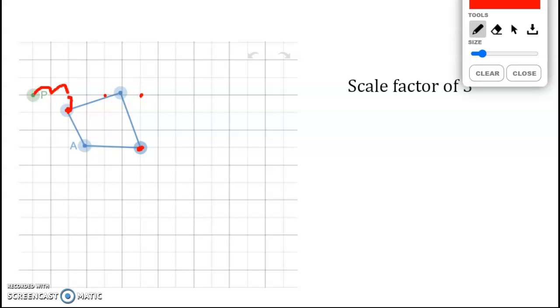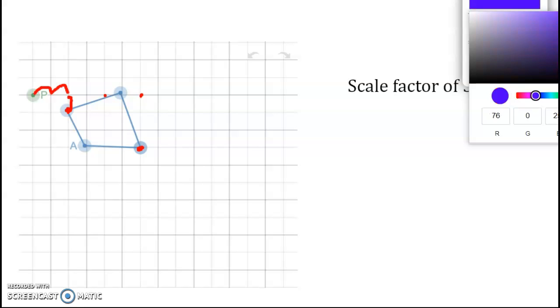Let's do another color for a different vertex. If I look for a vertex that corresponds to this, I know that it is 1, 2, 3, 4, 5 to the right. There is no vertical change, so instead of going 5 to the right, 5 times 3 is 15. So I'm going to go 15 to the right. That's 5, 6, 7, 8, 9, 10, 11, 12, 13, 14, 15. So it's right here.